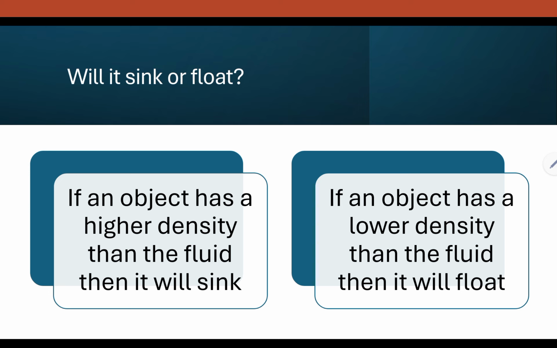Will it sink or float? If an object has a higher density than the fluid, then it will sink, and if an object has a lower density than the fluid, then it will float.